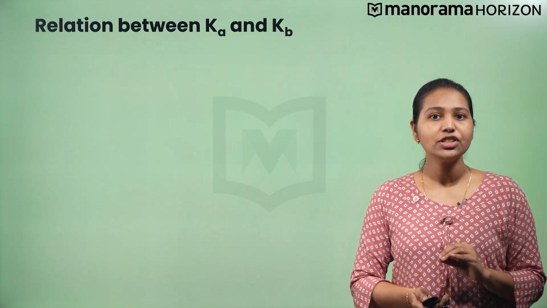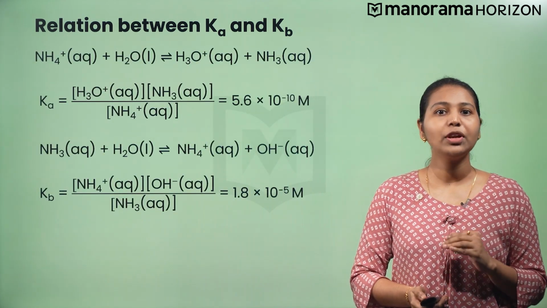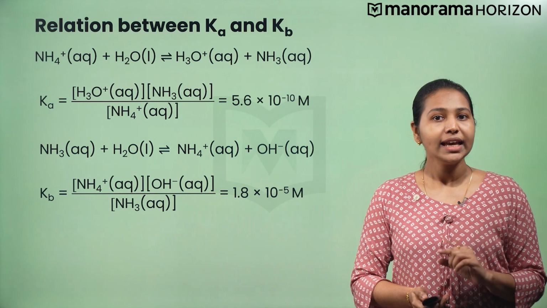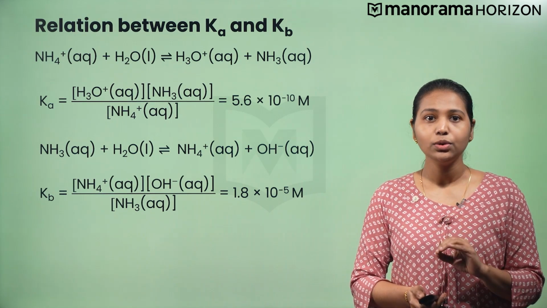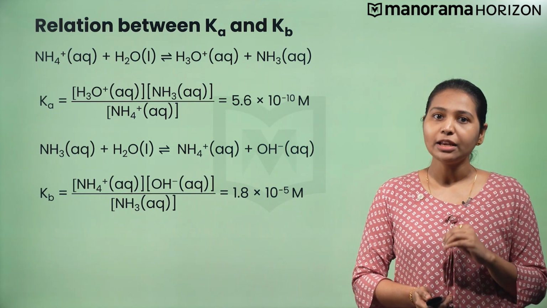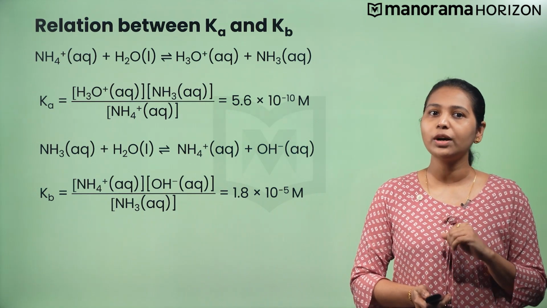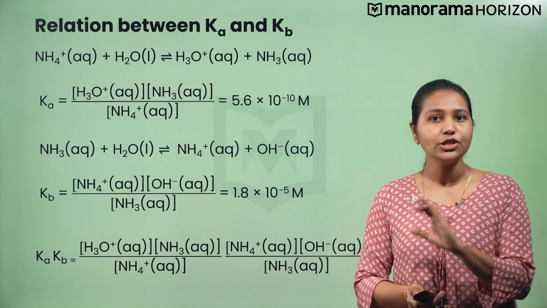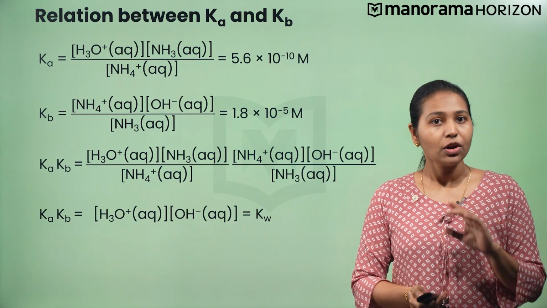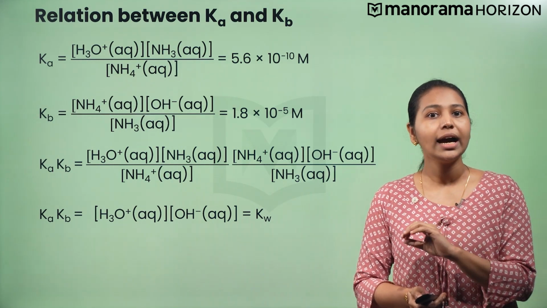Next, we may discuss the relation between the ionization constant of a weak acid and a weak base. For this, consider the example of ammonia and ammonium ions and the expressions for Ka and Kb respectively. Ka equals concentration of H3O+ into concentration of ammonia divided by concentration of ammonium ions. Similarly, Kb can be written as concentration of ammonium ions into concentration of OH- divided by concentration of ammonia. Next, you may compute Ka into Kb. Solving, you will get Ka into Kb equals concentration of H3O+ into concentration of OH-. This is the same as Kw, the ionic product of water.